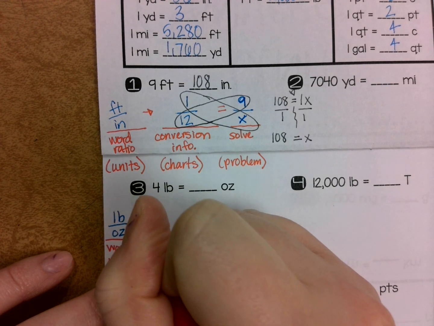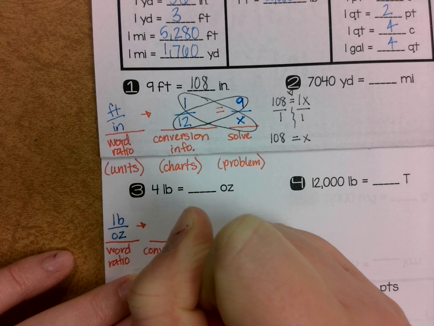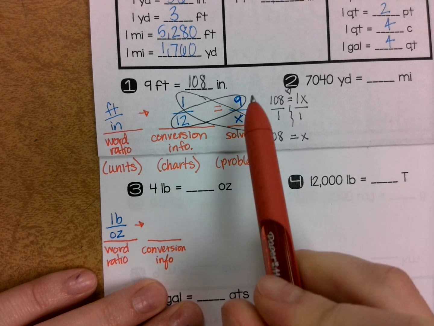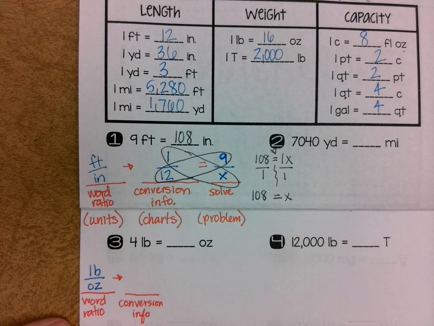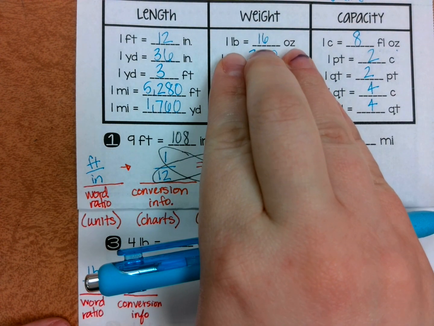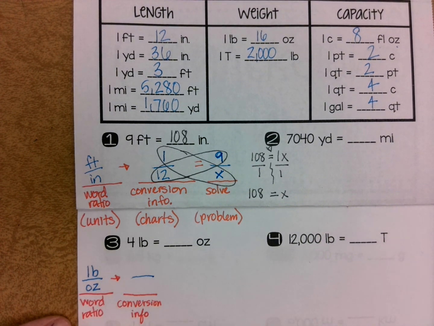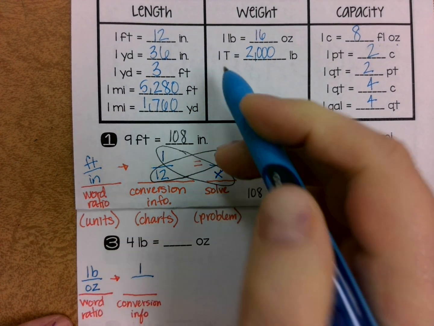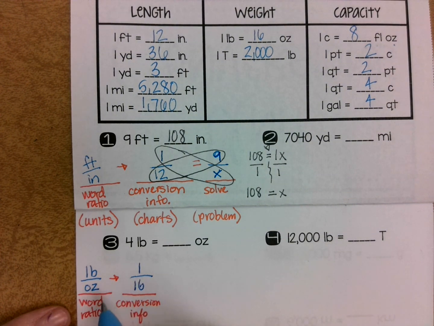After our word ratio, we have our conversion information. Where does that conversion information come from? Those charts up top. So I need to look for the conversion between pounds and ounces. If we look up top, we see 1 pound is 16 ounces. So if pounds go up top, what number needs to go on top of that fraction? 1, because that's our conversion. 1 pound is 16 ounces. So that means 16 is going to go on the bottom because that goes with ounces.